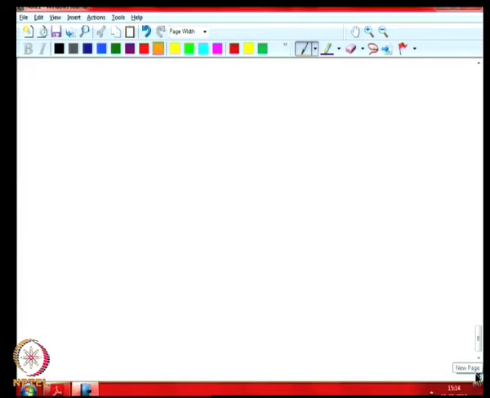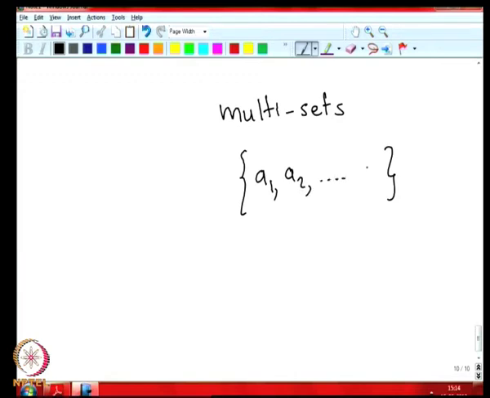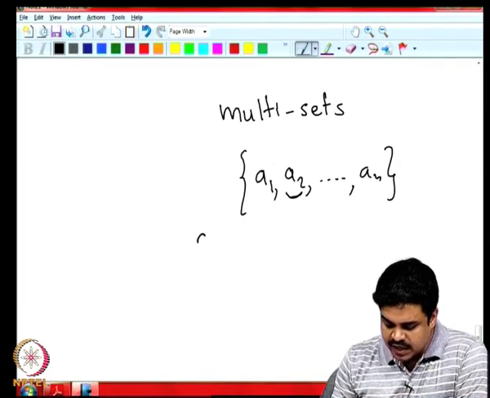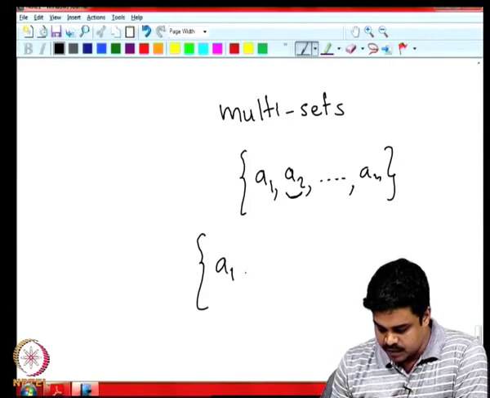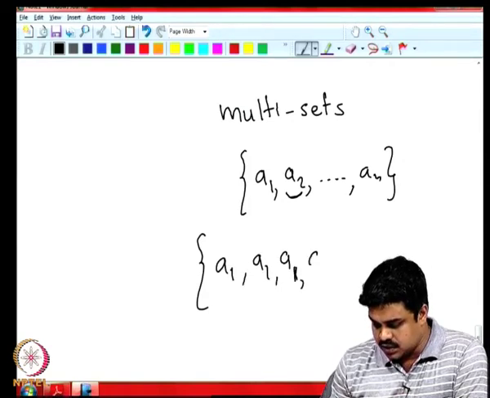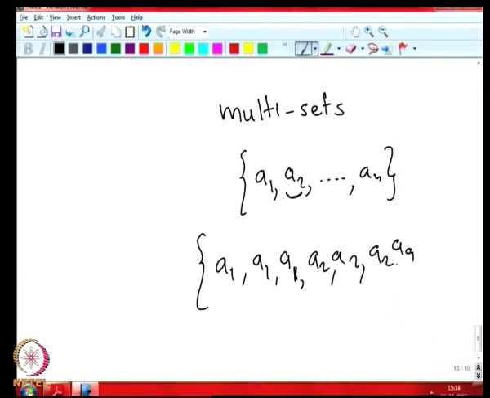So, let us formulate the problem using the concept of multisets. What is a multiset? We know that a set is a collection of objects, right? But in a set, we do not put the same object more than once. We assume that each object comes only once in the set. In a multiset, we allow copies of the things. For instance, we can have A1, say, then A2, right? So, we also allow repetitions in multisets. We assume that the same object is present more than one time.